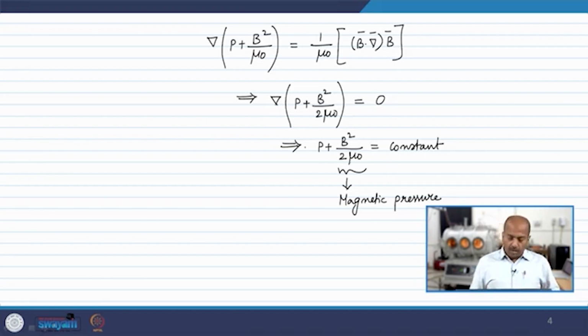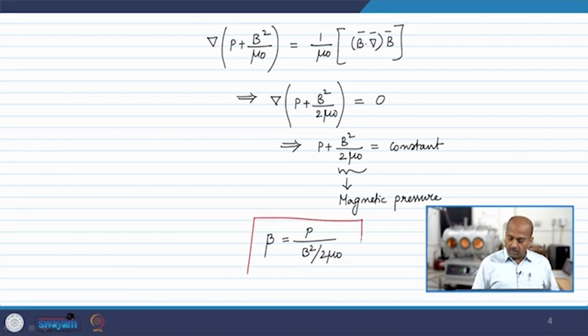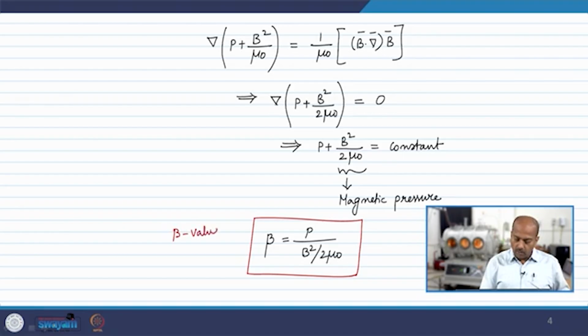Now, to characterize the physical effects of this magnetic field or the magnetic pressure, we define a parameter which is called the beta. Beta is defined as a ratio of the kinetic pressure divided by the magnetic pressure. So, this is a very important parameter to characterize the nature of plasma. What is this called? This is called the beta value of plasma.